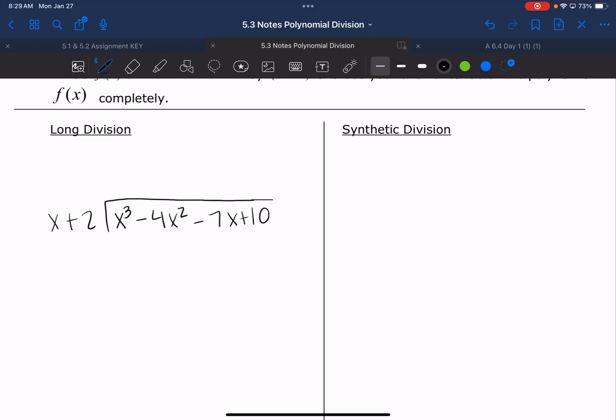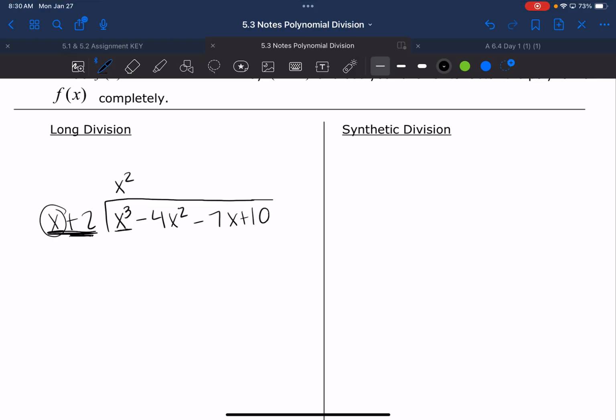Okay, so a refresher here. We aren't worried so much about the plus 2 part when we're deciding what goes into the polynomial. We're looking at the first term, okay? So how many times would x go into x cubed? Or what could I multiply x by to turn it into x cubed, or as close as possible? x squared. Okay. So then I multiply this entire factor by x squared.